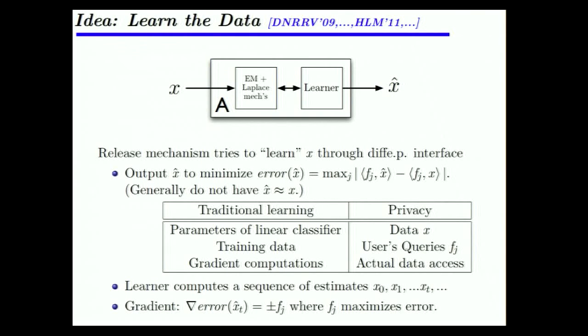Well, the way it's going to work, the learner is going to compute a sequence of estimates to the data set. And if I look at my current error on my current estimate, and I look at the gradient of that error, it turns out, if you just work through it, it's up to a minus sign exactly the function fj that maximizes, that makes us achieve this maximum.